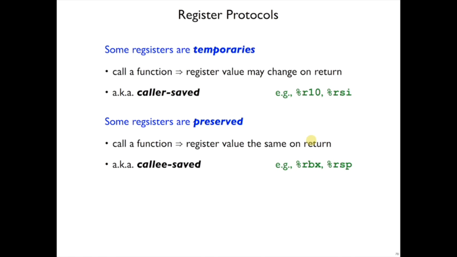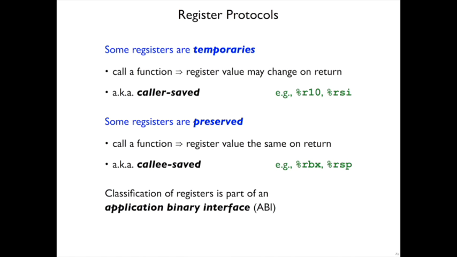Other registers, like RBX, are preserved registers. There's a guarantee that when you call a function and the function returns, the register still has the same value that it had before. It doesn't mean that the function that you call can't use that register, but if the function that you call wants to use that register, it's responsible for saving the old value and restoring it before returning. So that's why these are called callee saved registers. You could think of RSP as a special kind of callee saved register. After all, when you call the function and it returns, the stack is supposed to be back where it was when the function was called.